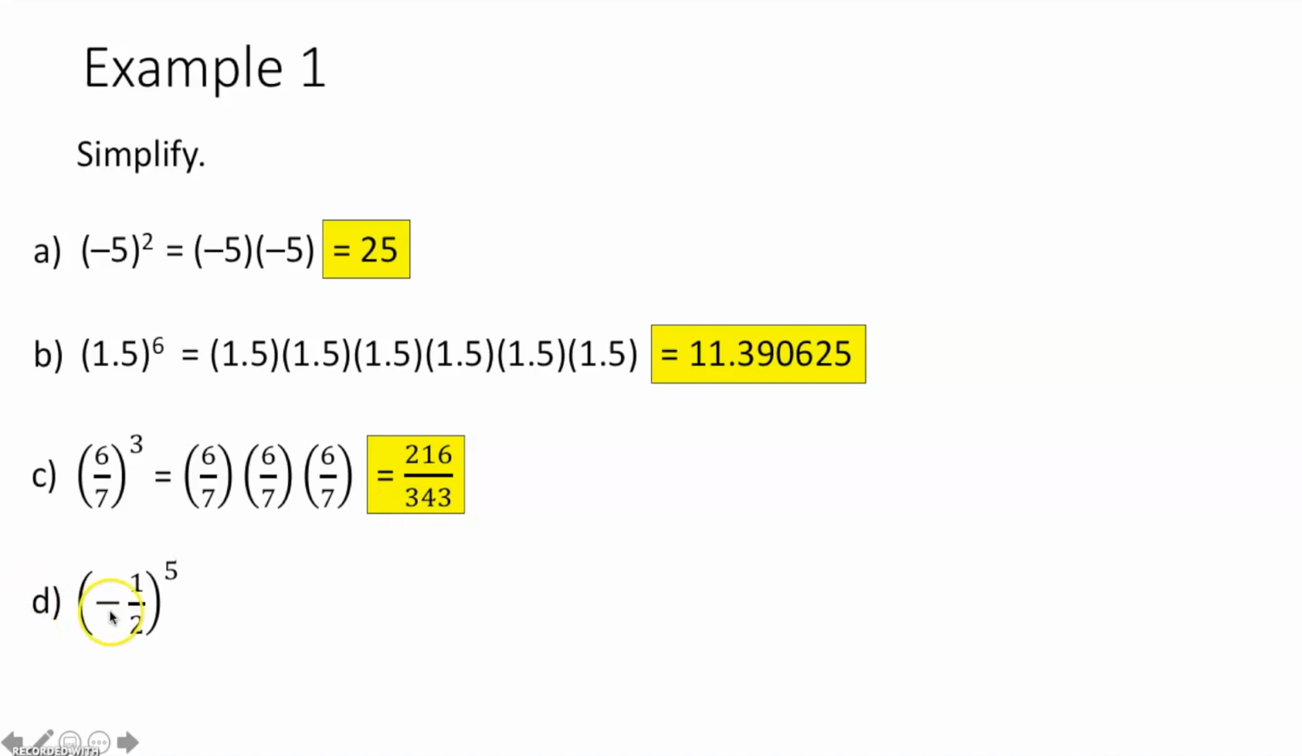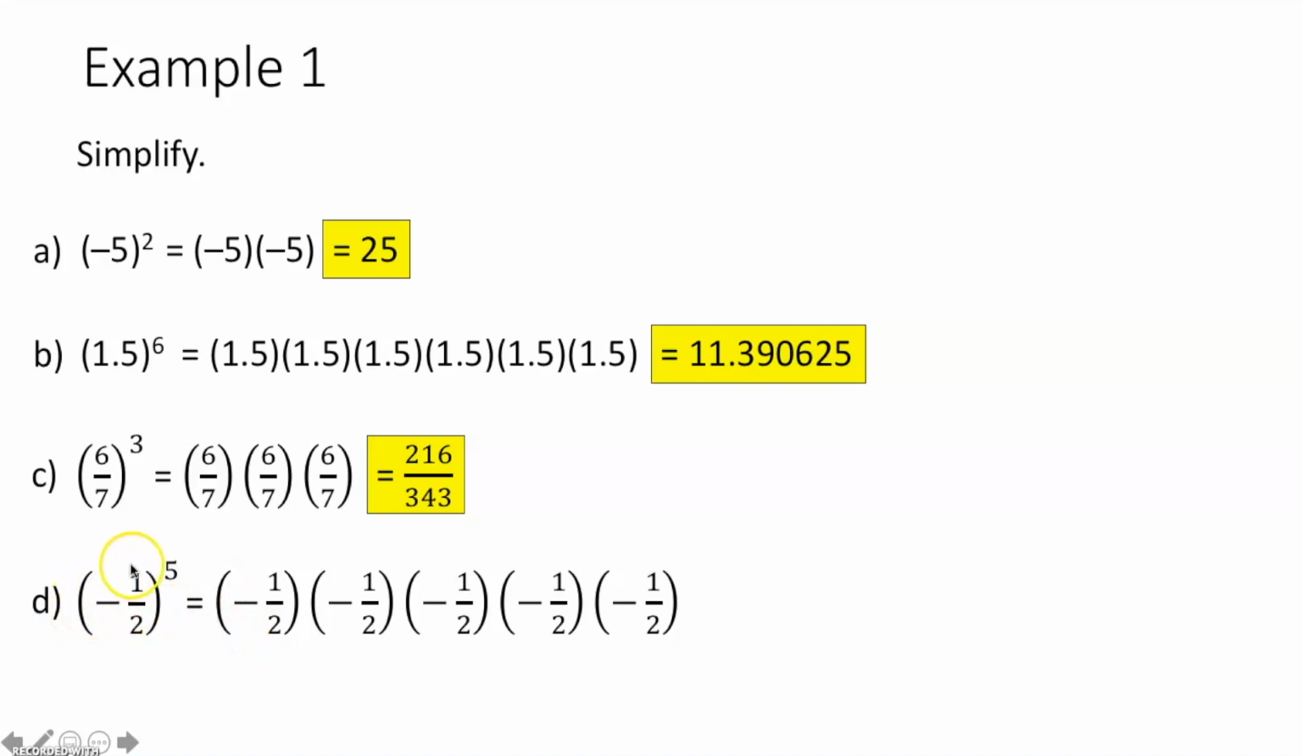Part D, we have -1/2 raised to the 5th power, which means, again, we're going to take -1/2 and multiply it by itself 5 times. Again, it's important that this -1/2 is in parentheses. If it was not, what we would do is we take the 1/2, raise it to the 5th power, and then multiply it by -1.